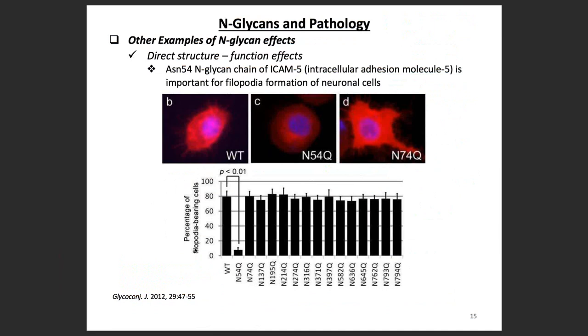And notice this, that whereas the asparagines at all other positions, when they were mutated, do not affect the extensions of the cells, which is the filopodia, one particular asparagine at 54 simply makes it completely defective. And that tells you that if you have a glycosyl chain there, most probably that's the one that's going to contribute to the extension, right? And without extension, you won't really have communication and things of that sort. So I thought this was pretty fascinating that they were able to identify just one position at which the sugar makes all the difference.